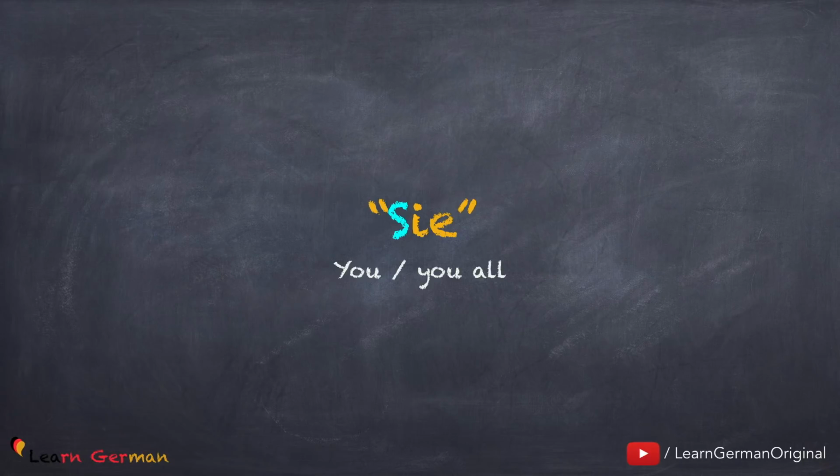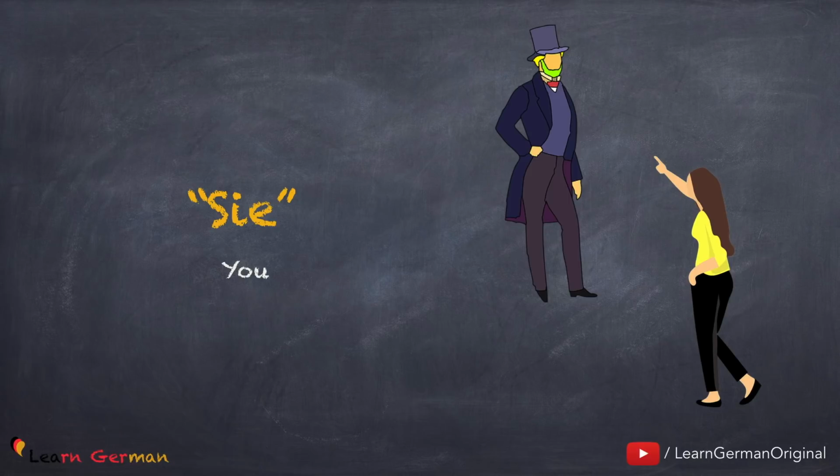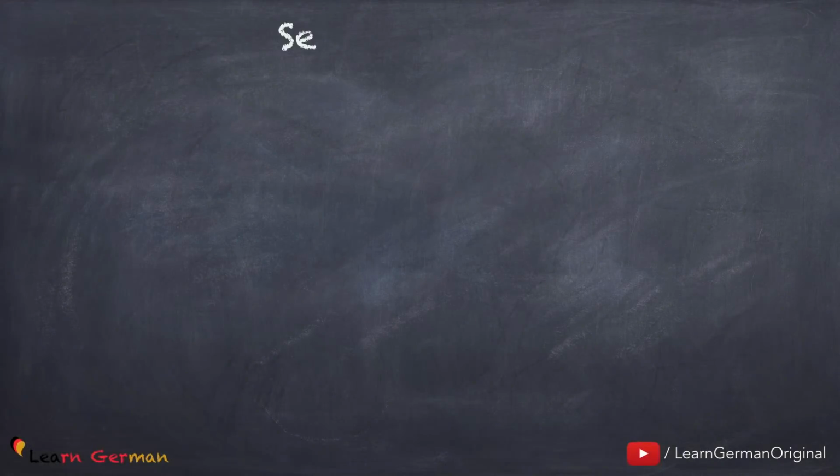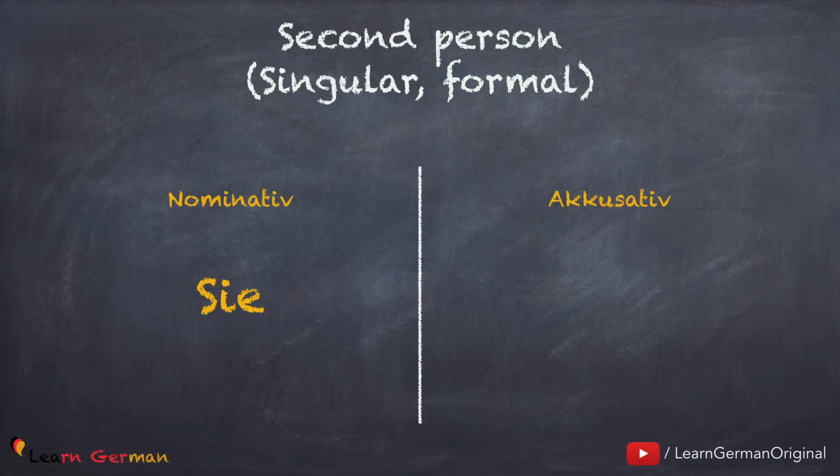Sie with a capital S. As a pronoun, this has two meanings, you or you all. The first one is Sie. This is used in formal situations when you're talking directly to a person. This Sie is used for second person, is used for a single person, and is used in formal situations.